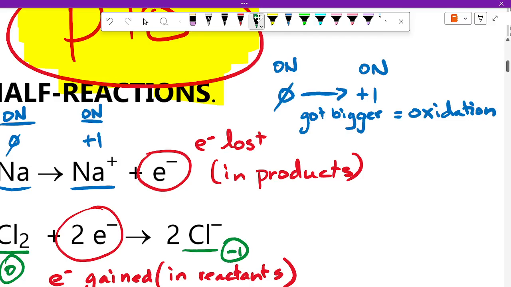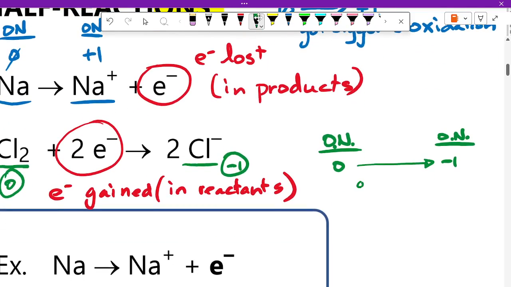So we went from an oxidation number of 0 to an oxidation number of -1. So that number got smaller. The oxidation number got smaller. What's another way of saying smaller, got smaller? It got reduced, literally. So what is being reduced in a reduction? The oxidation number is being reduced in a reduction.